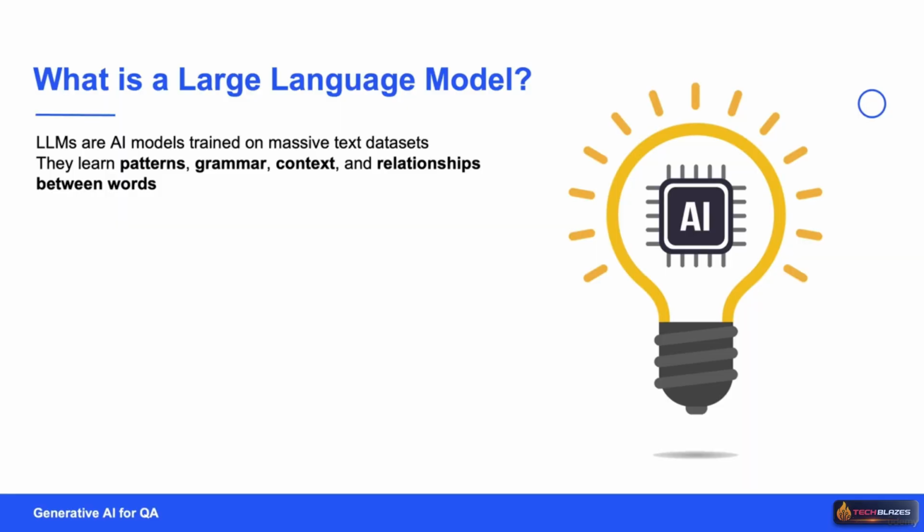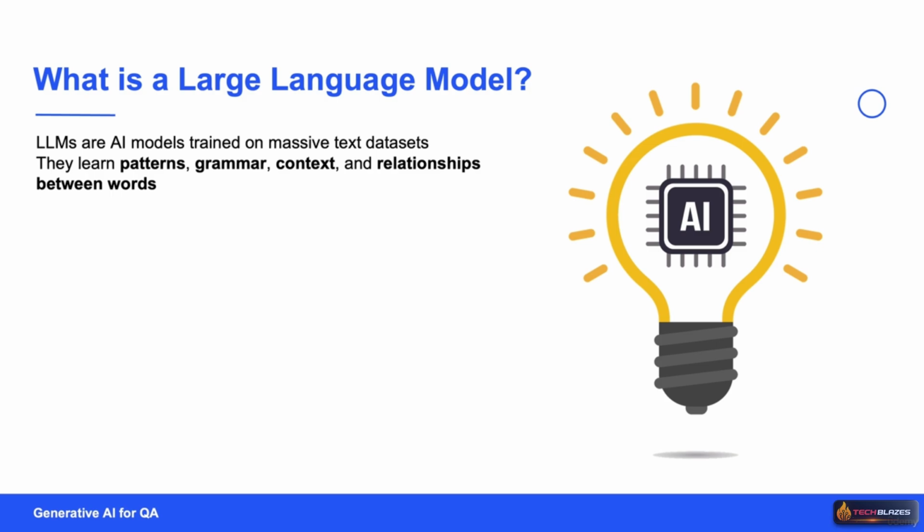A large language model, or LLM, is an artificial intelligence model trained on an enormous amount of text. Think of all kinds of content: books, articles, websites, documentation, even source code. The model doesn't memorize this data.